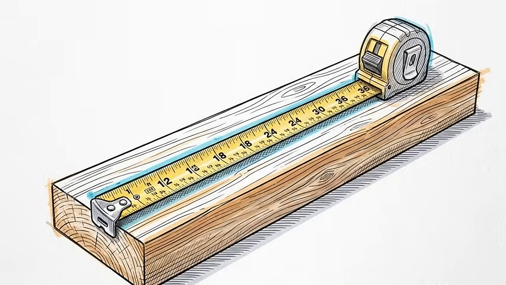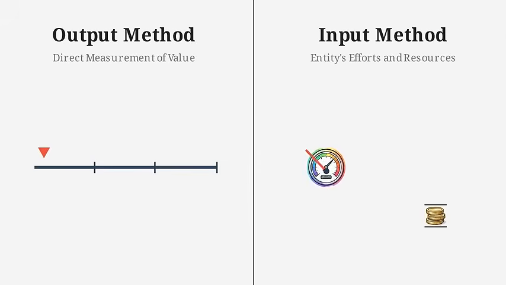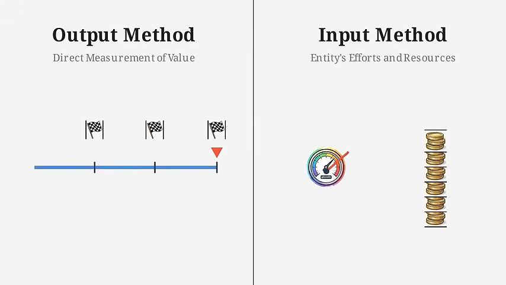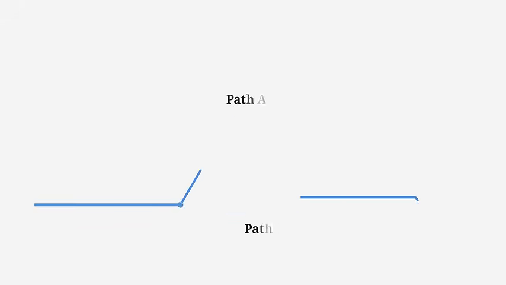If recognized over time, progress must be measured consistently. Entities use either output methods, like surveys of milestones reached, or input methods, like costs incurred relative to total expected costs. This timeline graphic maps out the two recognition paths.